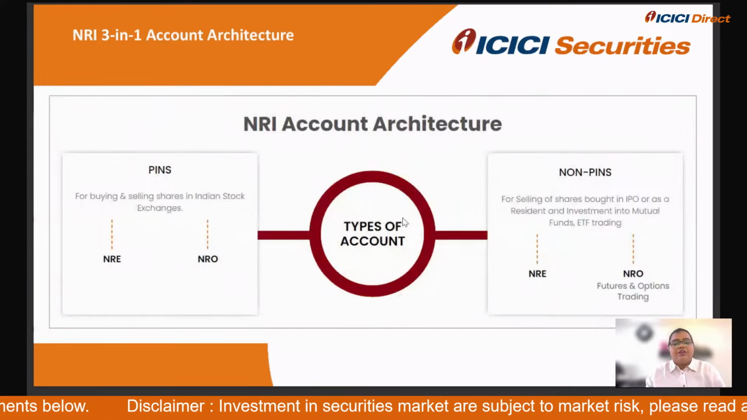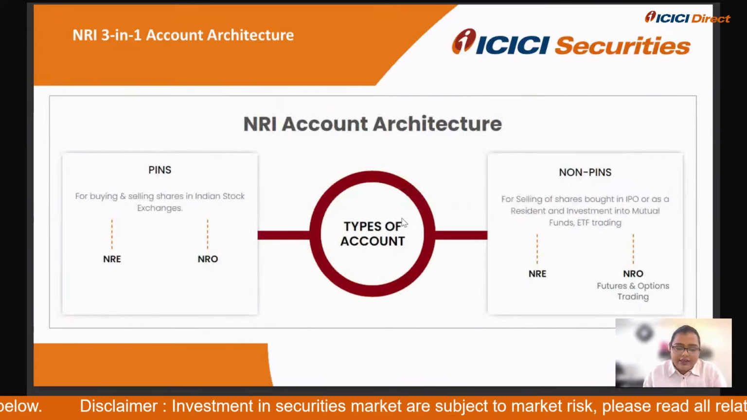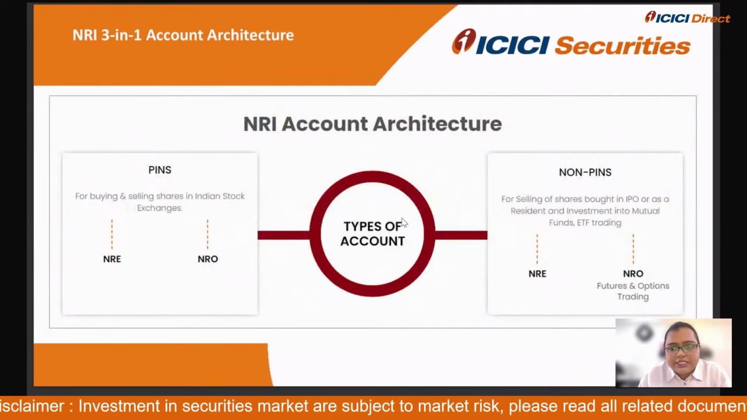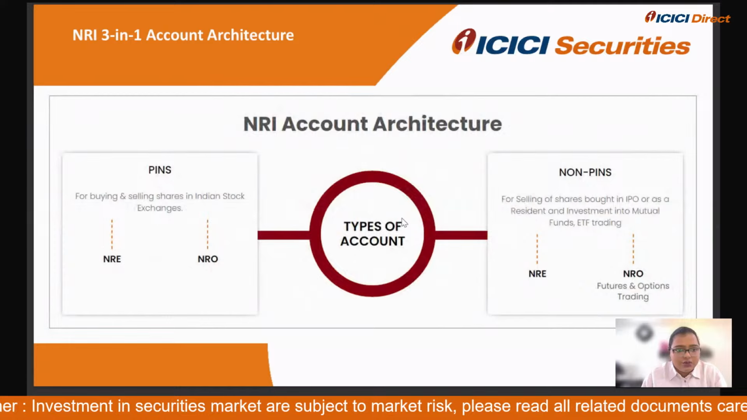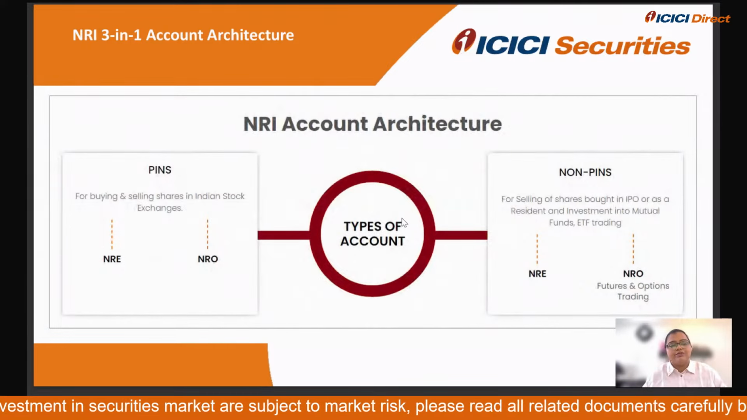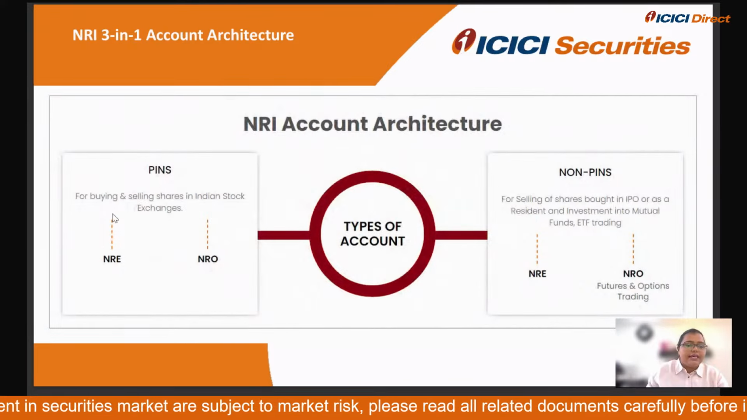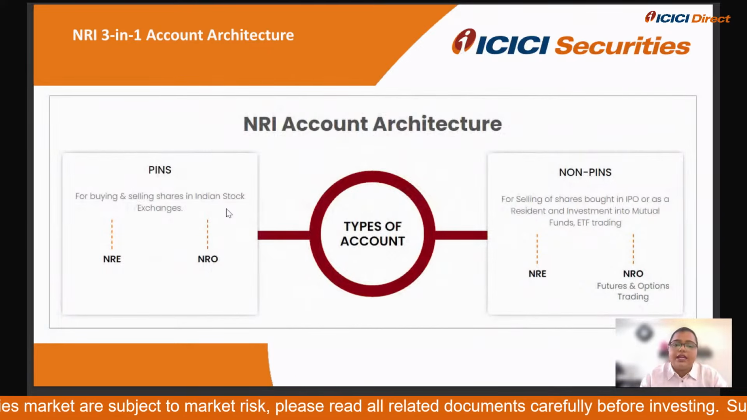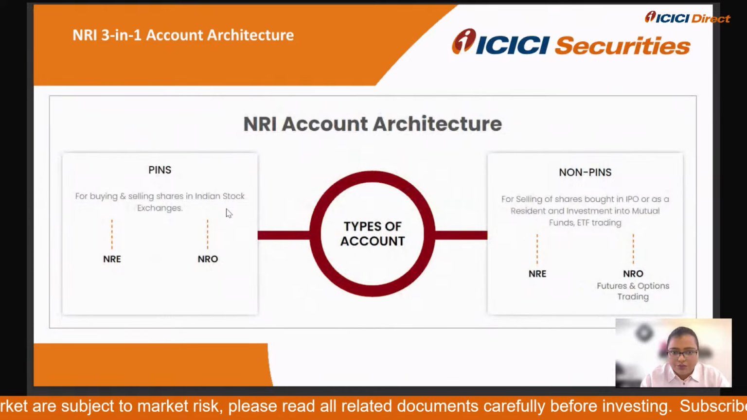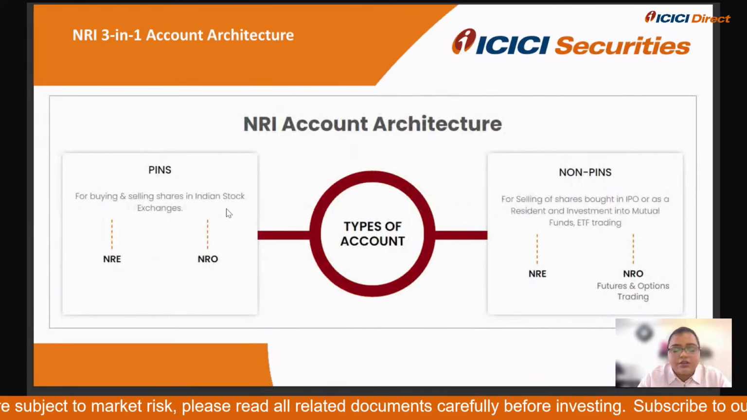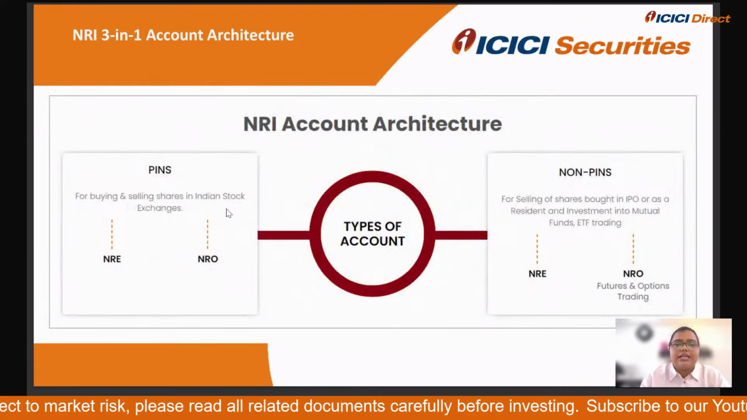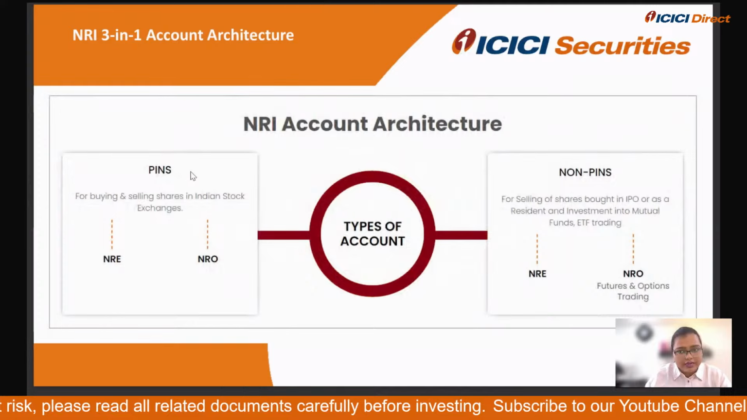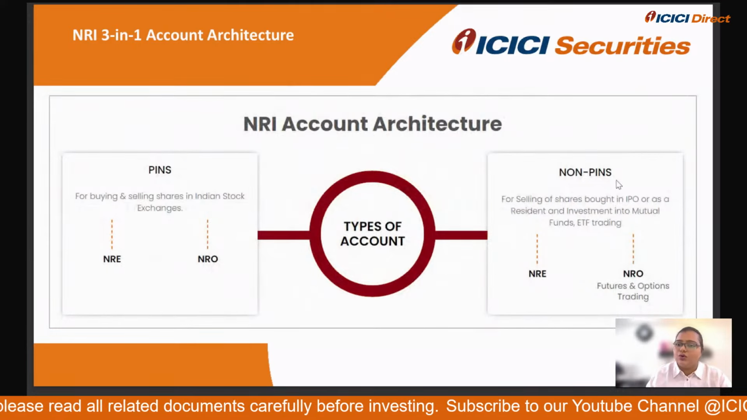Okay. Further, we have two types of accounts in NRE and NRO. So bank accounts are NRE and NRO. Trading accounts again has two bifurcation, that is PINS and non-PINS. So PINS account is used only for your secondary market trade. So any buying and selling of shares in the Indian stock exchanges is done through NRE PINS or NRO PINS account. To make it better, there are four types of account. You might not have opened all sorts of account, but as an NRI, we offer four types of accounts: NRE PINS, NRO PINS, NRE non-PINS, and NRO non-PINS.